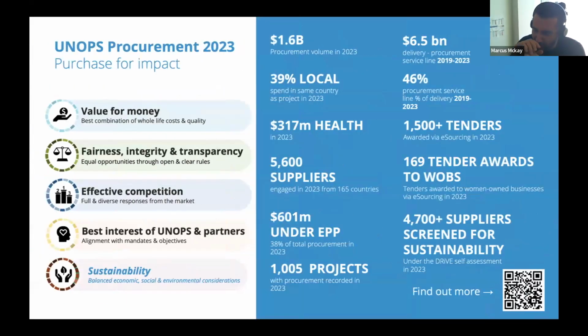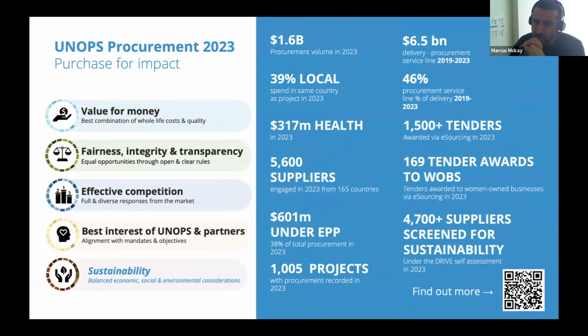Just to drill down a little bit more into what these numbers mean, I'll leave them to you to read. I'll touch on a couple of them. We're dealing on average with over 1,500 tenders on an annual basis going through our e-tendering platform. This doesn't include offline tenders or emergency procurement procedures as well.